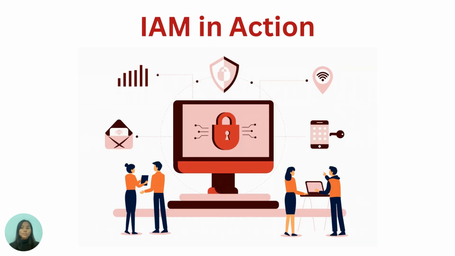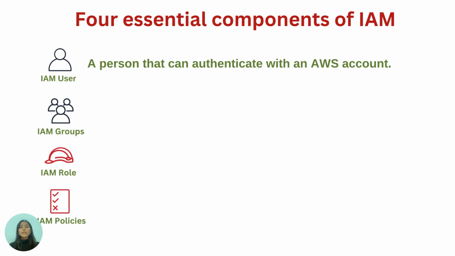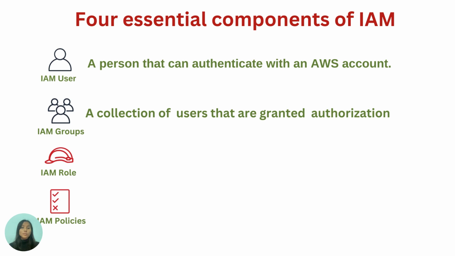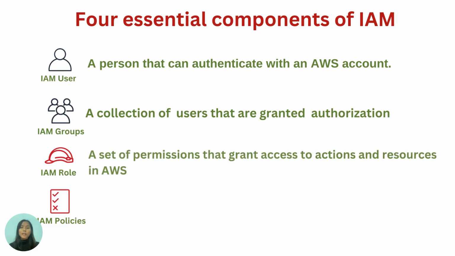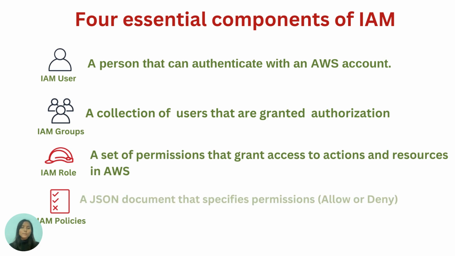Let's see some action. But first, we will have to know a few key terms. IAM user, a person that can authenticate with an AWS account. IAM groups, a collection of users that are granted authorization. IAM role, a set of permissions that grant access to actions and resources in AWS. IAM policies, a JSON document that specifies permissions, allow or deny.